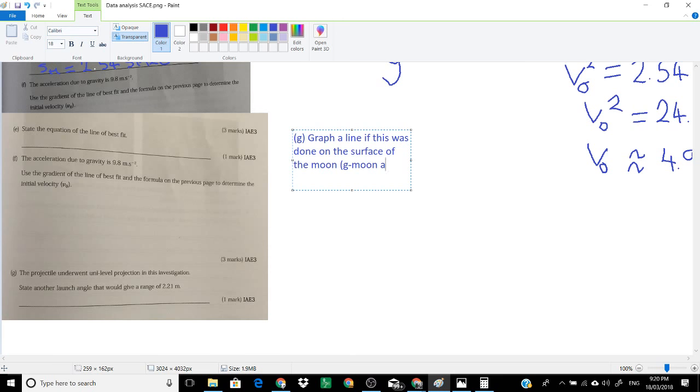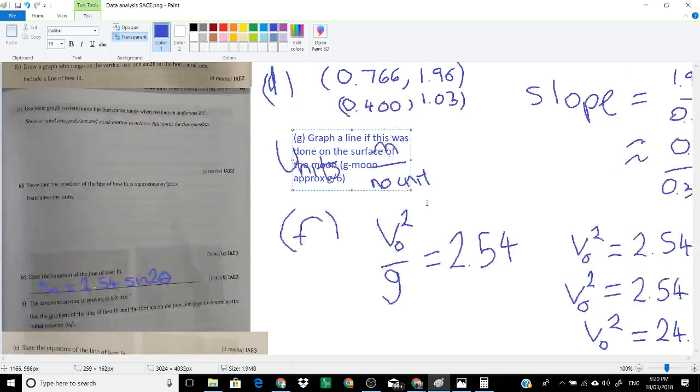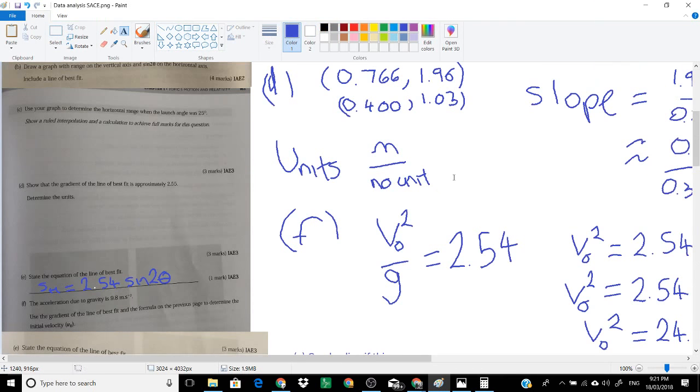Is approximately 1/6 of G on Earth. Okay, so what would happen? Okay, let's leave it there.